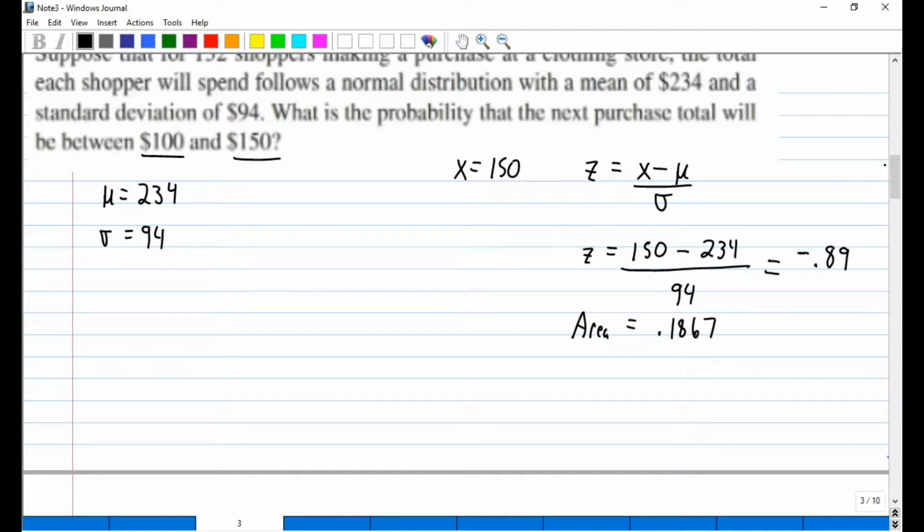All right, now let's figure out a Z-score for 100. So for 100, we'll have x equals 100, z equals 100 minus 234 divided by 94.